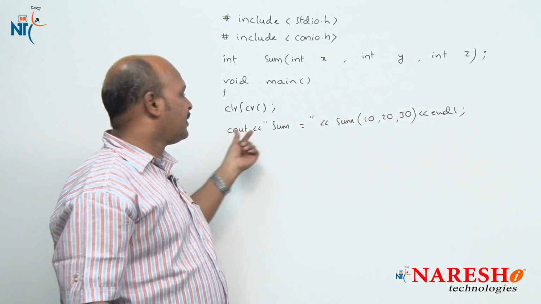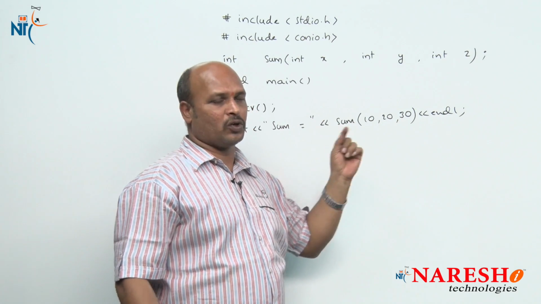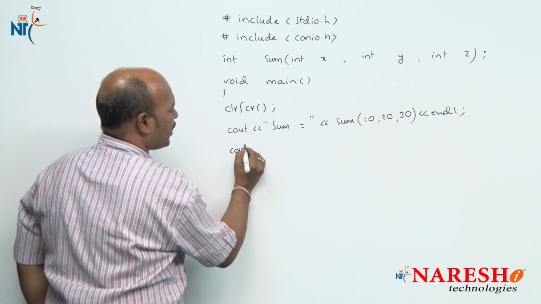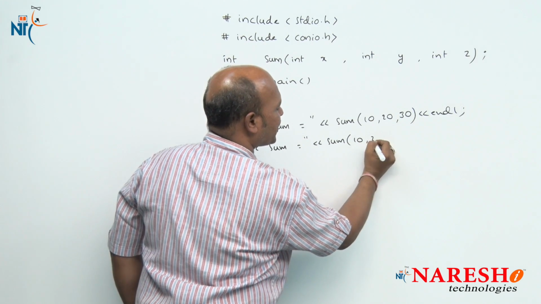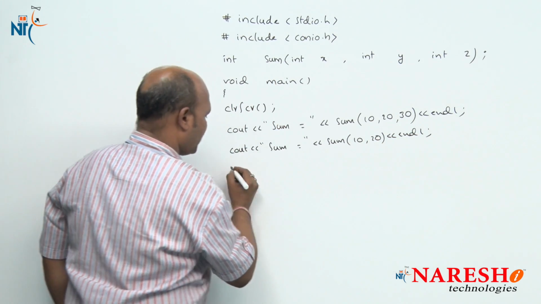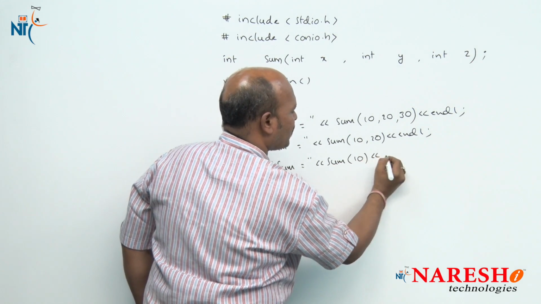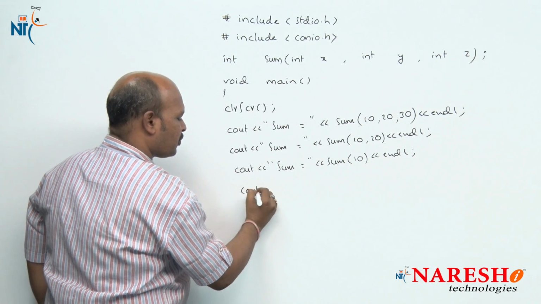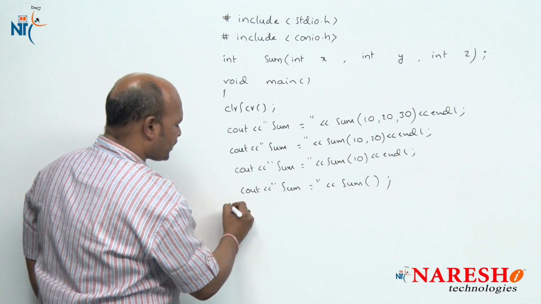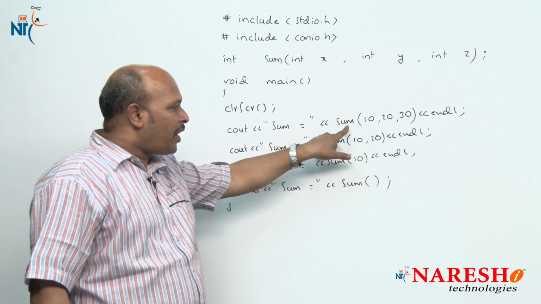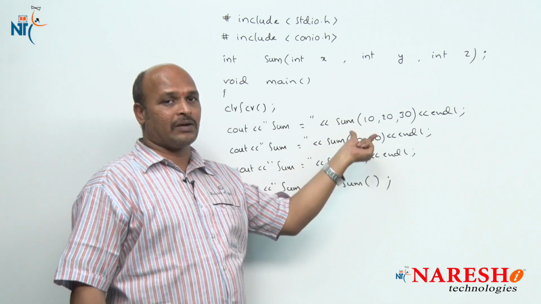Now, cout is the printing. The text "sum equal to" is printed as it is on the screen, and later the sum of 10, 20, 30. Next, another function call: cout sum equal to sum of 10, 20, endl. Next, another function call: sum of only 10, endl. Next, another function call: sum equal to sum of nothing. Now, brackets closed. I have called the same function 4 times.